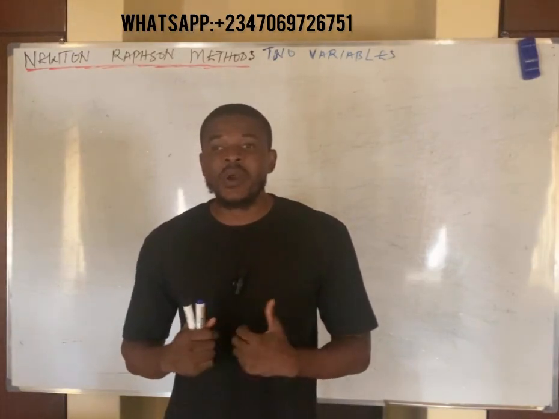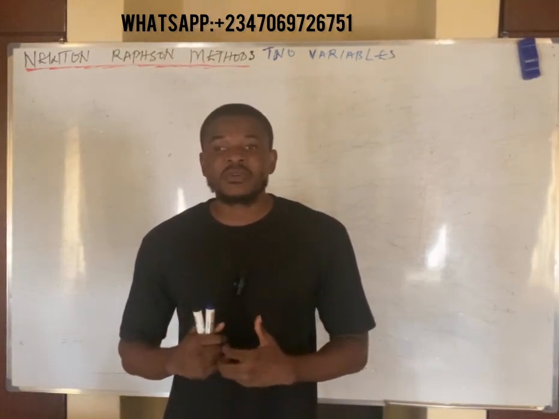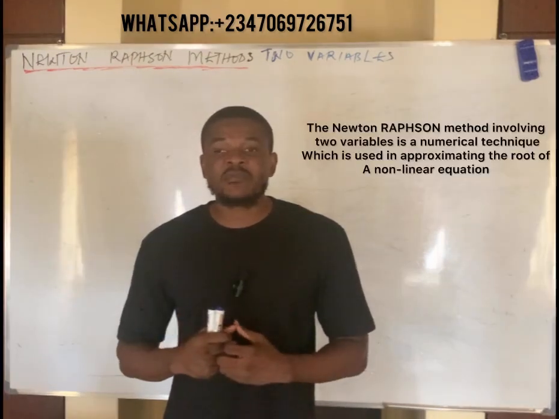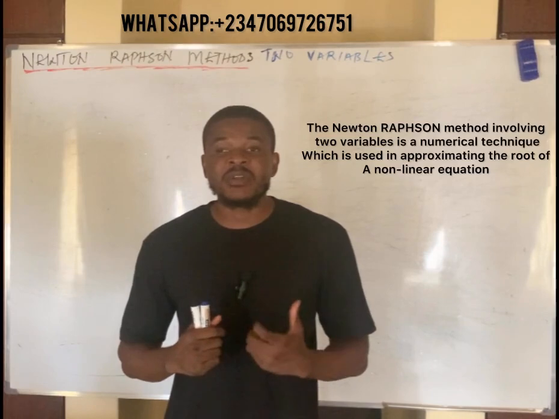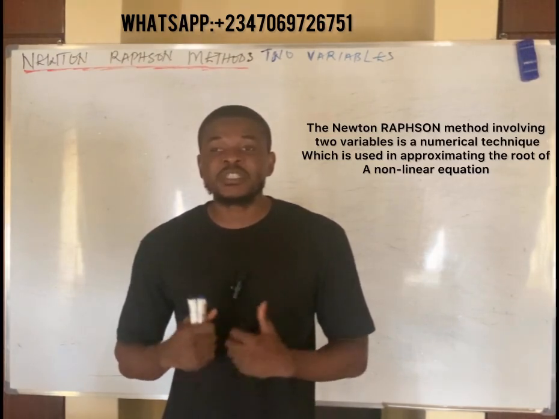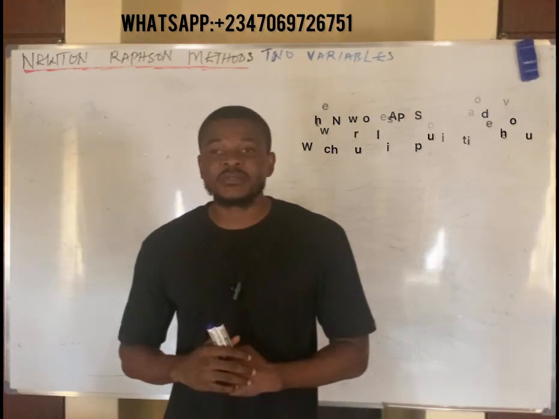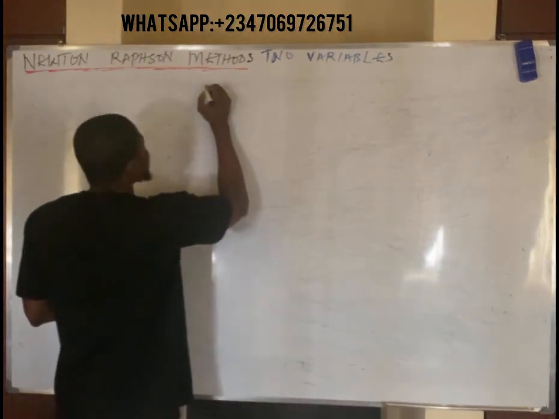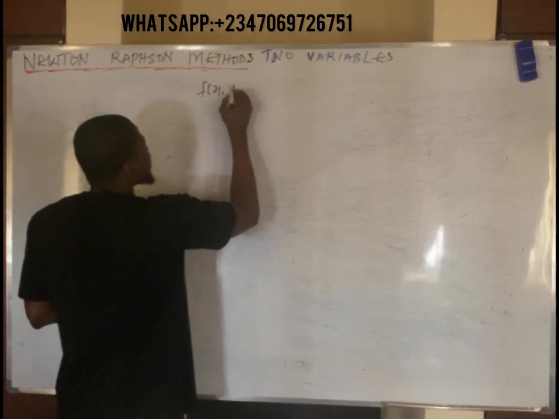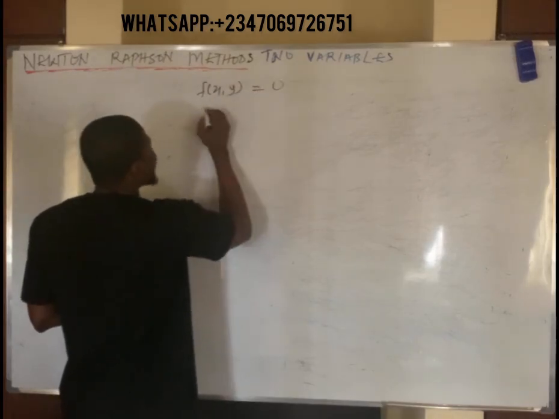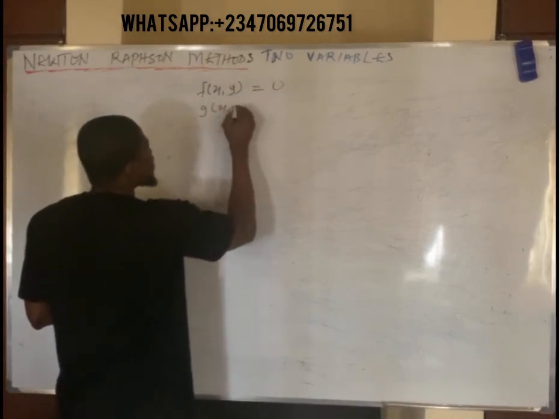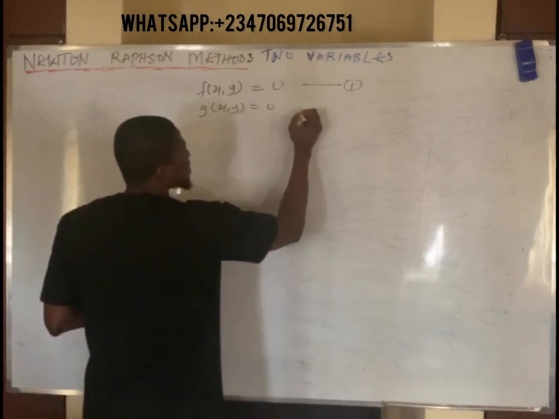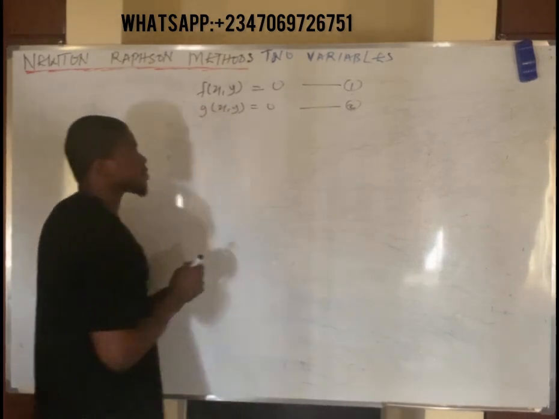So in this video, we are going to be looking at the Newton-Raphson's method of numerical methods involving two variables. The Newton-Raphson's method involving two variables is simply a numerical technique which is used to approximate the root of a given nonlinear equation. The equation is usually of the form f of x, y equal to 0 and g of x, y equal to 0. So you can call the first equation 1, you can call the second equation 2.